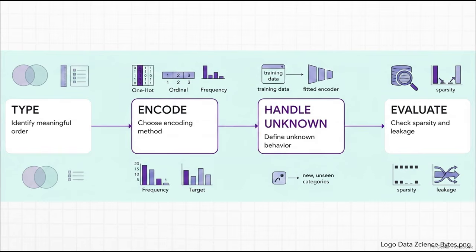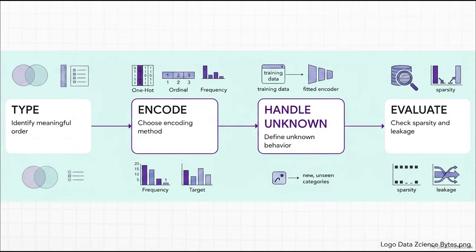Here is the core mechanism of that system, broken down into 4 essential steps. First, we type, meaning we identify whether the categories actually have a meaningful order. Next, we encode. We choose the method. Just to give you an idea, one-hot encoding creates new binary columns. Ordinal encoding applies ranked numbers to sequential data. Frequency encoding replaces a category with its total count. And target encoding replaces a category with the average target value for that group.